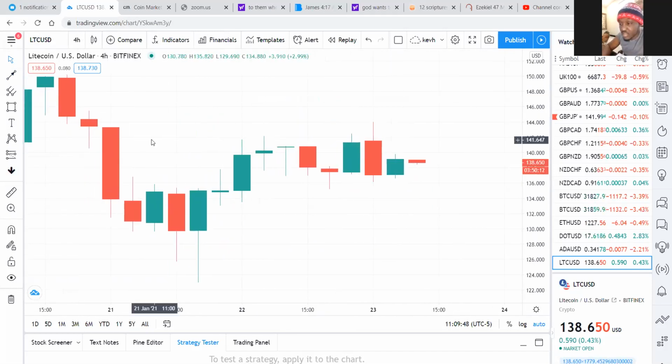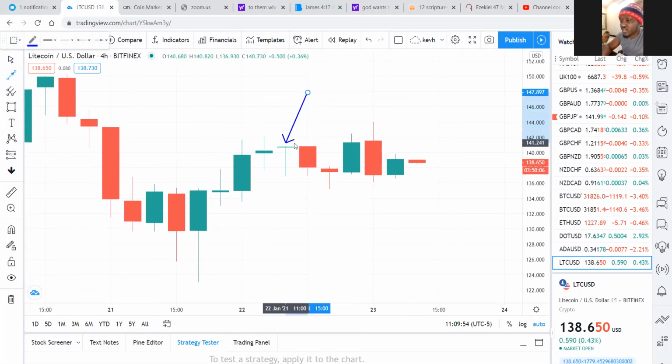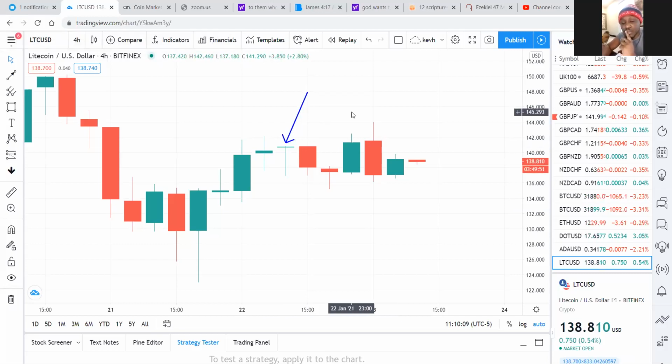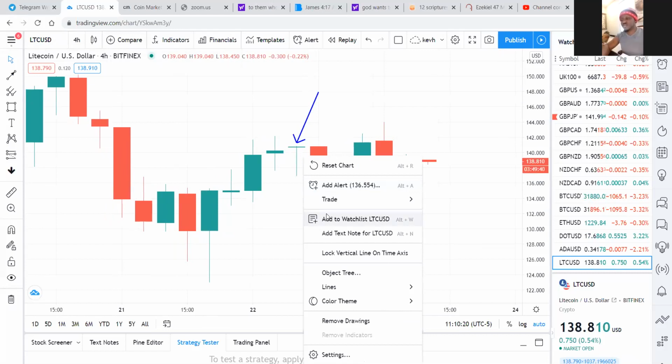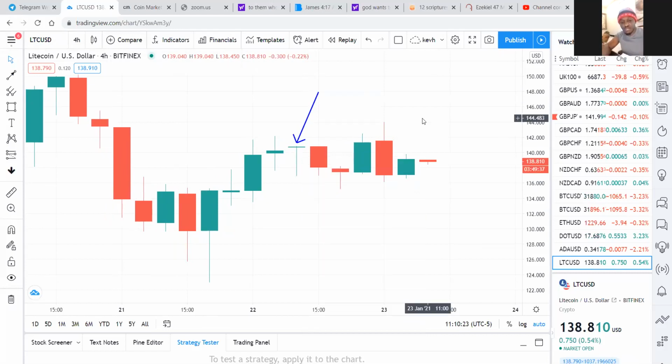Can everybody see my screen clearly? I would hope so. All right, which candlestick is this? There's a whole bunch of good examples right here. Which candlestick is this? The one pointed in blue.